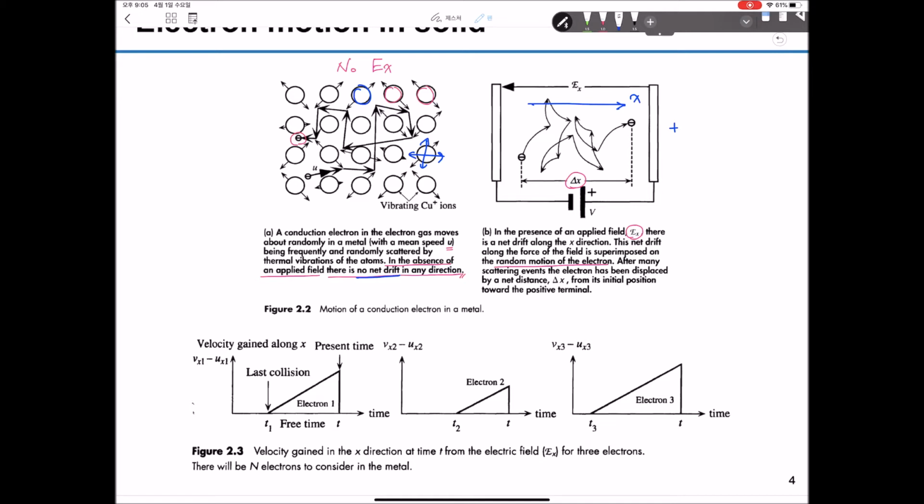All right. So this is the velocity gained in the x direction at time t from the electric field EX for an electron. There will be n electrons to consider in the metal. For each electron the time will be different, and so the actual drift velocity, the vector component of each individual electron, will differ at a given time. If you need more explanation, I believe this figure is explained nicely somewhere in the textbook.